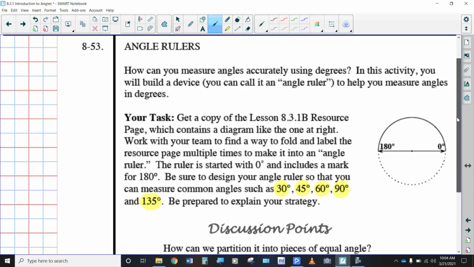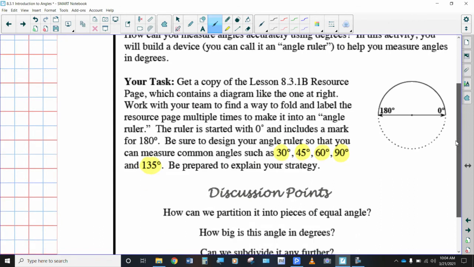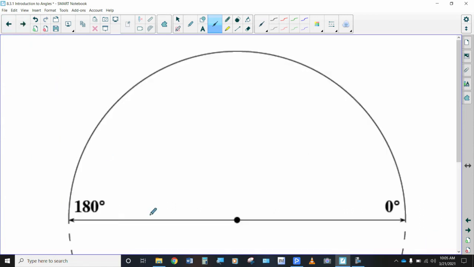On the next resource page, we are going to estimate where the 30-degree mark will be, where the 45-degree mark, where the 60-degree mark is. You already know how to find the 90-degree and the 180. I think that's already given. And then 135. How will we partition these? How big is this angle in degrees, and can we subdivide it any further? Those are some of the things to think about as you're working through this process.